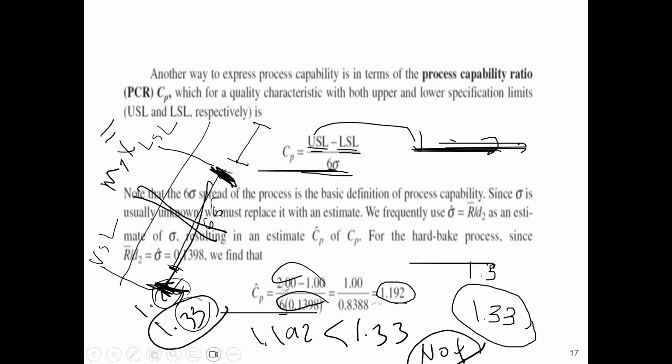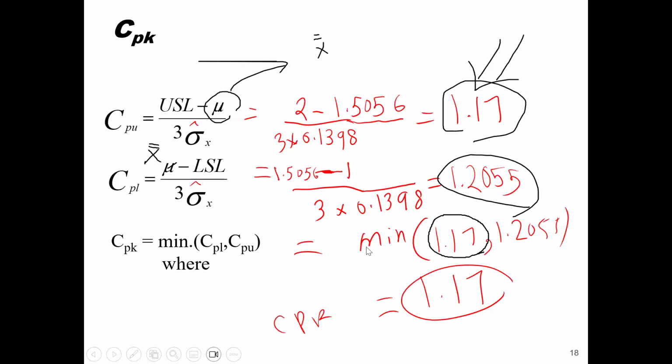So now they came up with another one. They said, let's use CPK. CPK involves the mu. When you see mu, in statistics, mu is the population average. We use X double bar, which is our average of averages, as an estimate for mu.